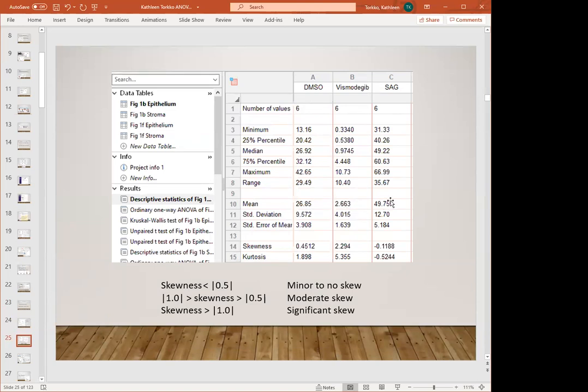Let's jump over to SAG because I already know the results. This is 49.8 and here's 49.2. Pretty close. There's some evidence of some positive skew, because if your data are skewing out into the larger, positive direction on the graph, it will pull the mean over.